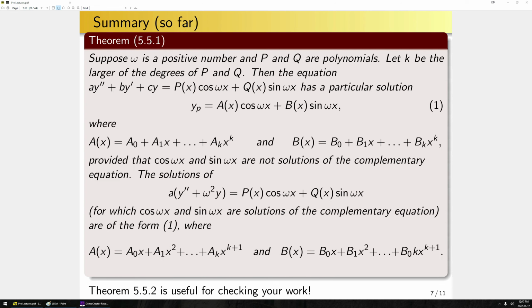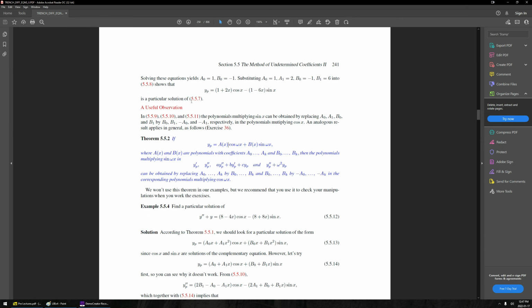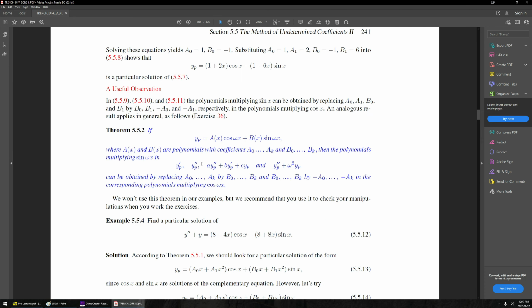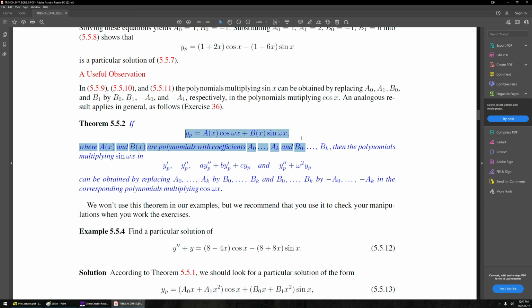Okay, so now that we have this, I want to make one more comment. In your text, there's this theorem 5.5.2. So just to show it over here, we have this theorem here. And what this theorem is really just saying is, if you make an ansatz that y sub p is of this form, where these are polynomials with these particular coefficients, then the polynomials multiplying sine in these various derivatives can be obtained just by simply replacing these coefficients here with these coefficients and those ones with these ones in the various polynomials for cosine.